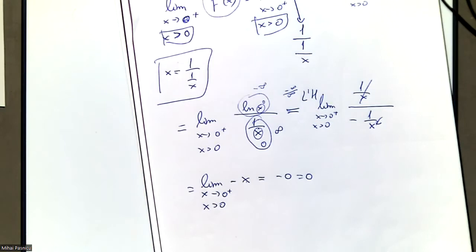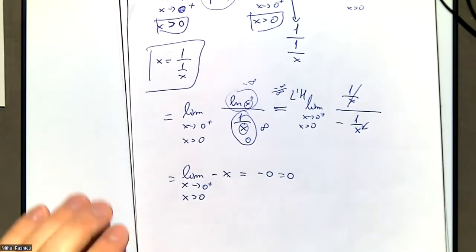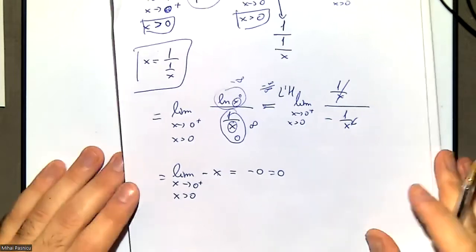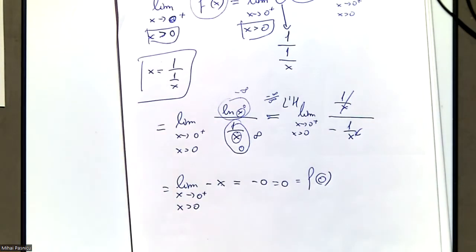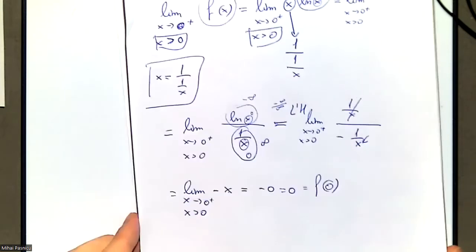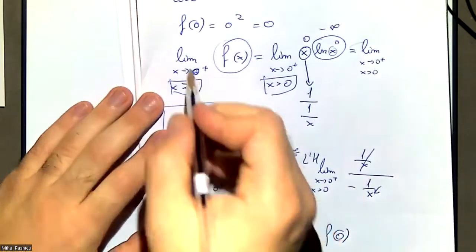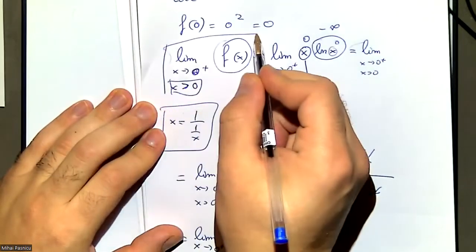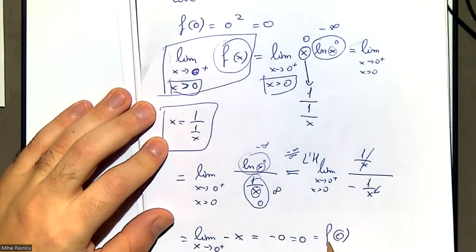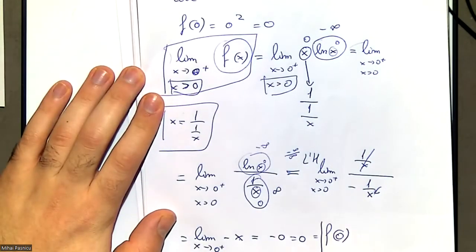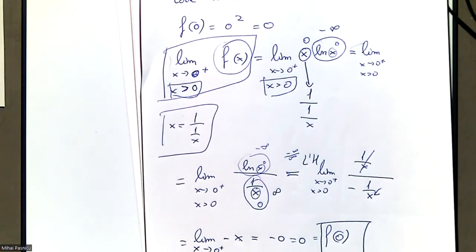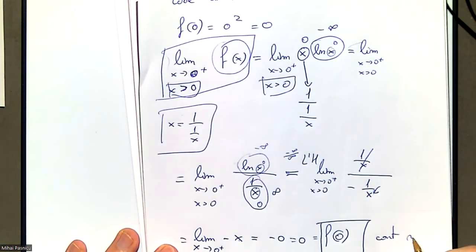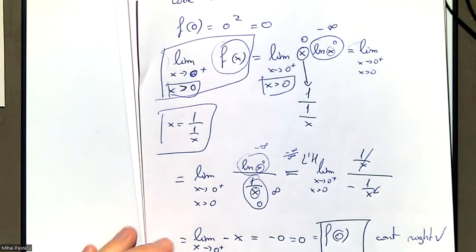Okay? So remember, 0 is actually f of 0. So this is actually equal to f of 0. Fair? So let's take stock of what happened. I computed this limit, the limit to the right, as x goes to 0, and I got that it's equal to f of 0. What does this mean? Continuous right. Check.